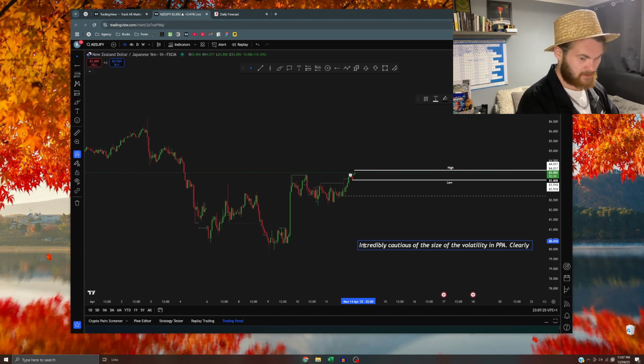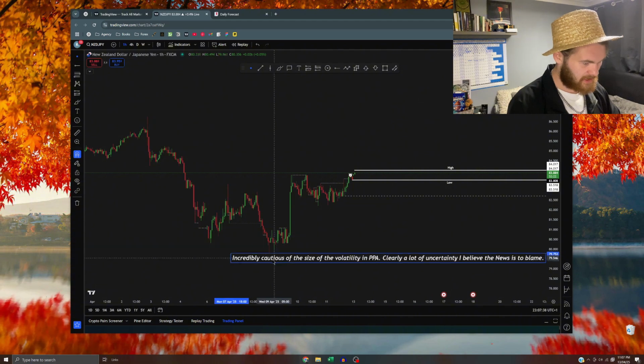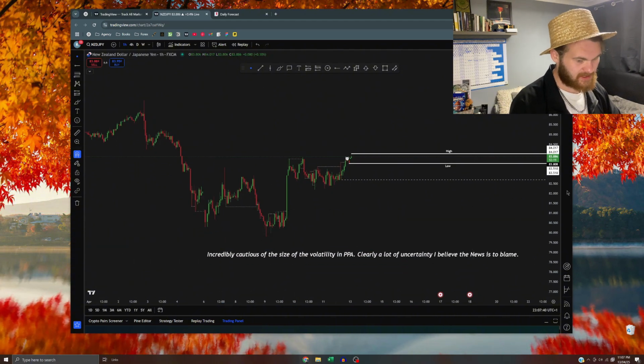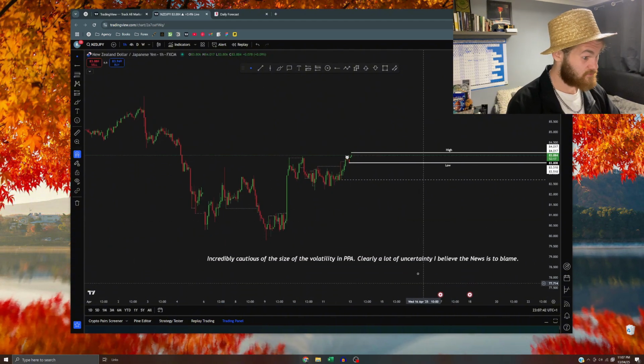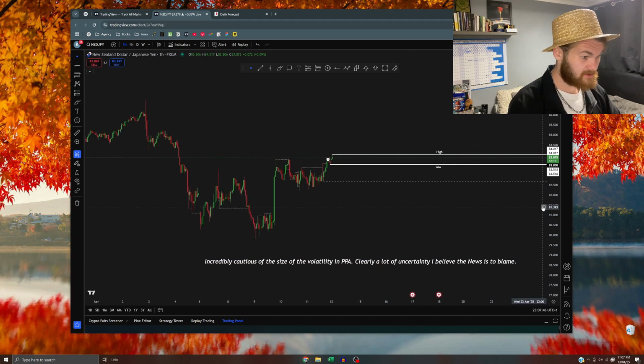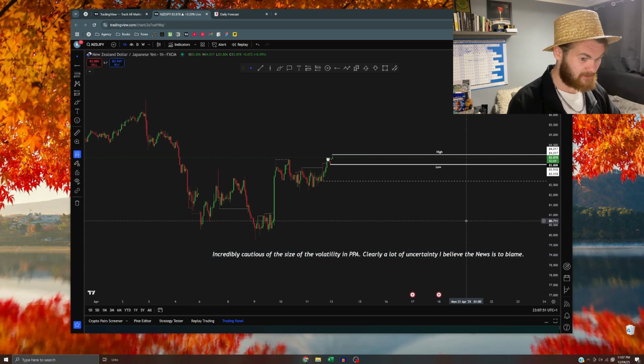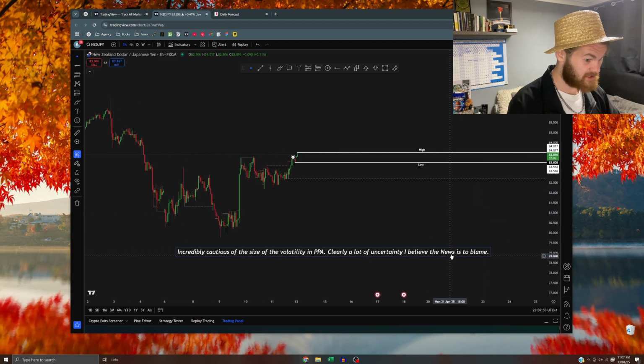Clearly a lot of uncertainty. I believe the news is to blame. So let's not blame Trump for the markets. Let's be very clear and honest. It is the news that is impacting the markets in the way that it is, especially with their spreading of fear, uncertainty and doubt, which you could say, when is the news not spreading uncertainty and doubt?